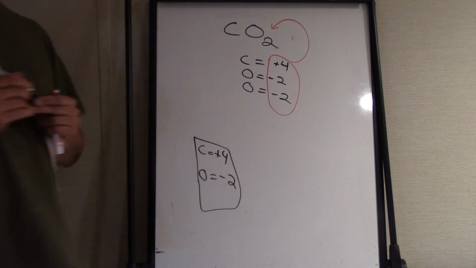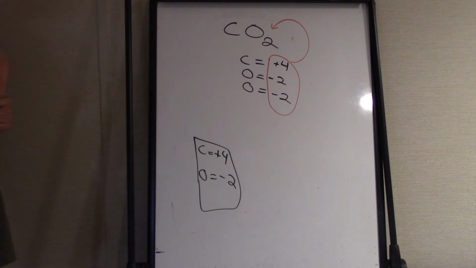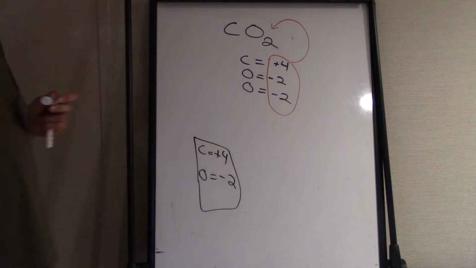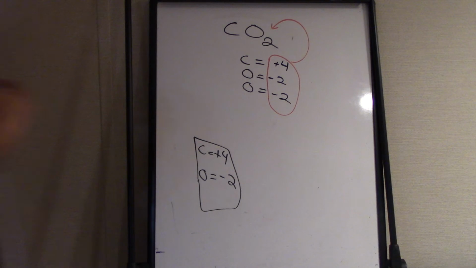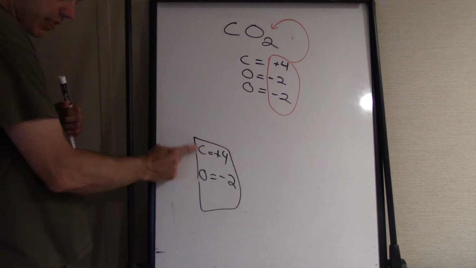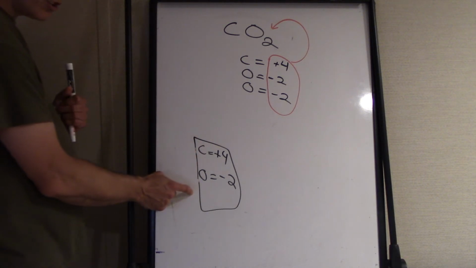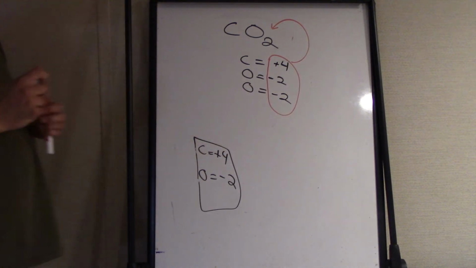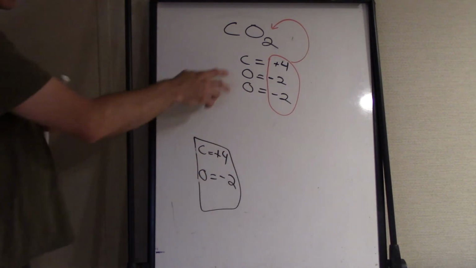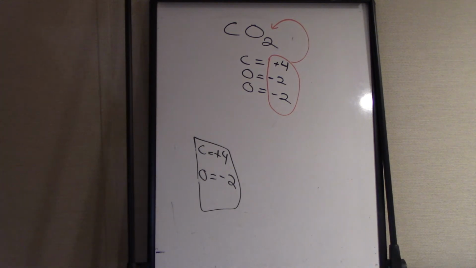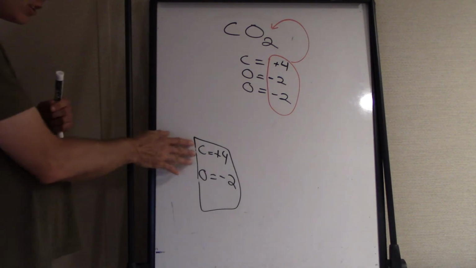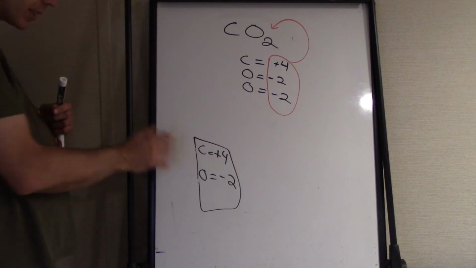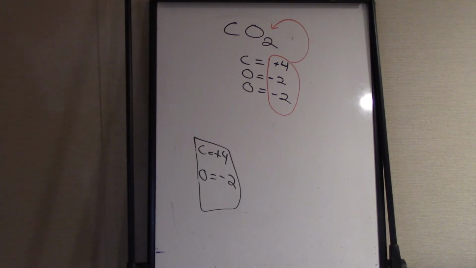The oxidation number of the oxygen will be -2. Now here's what this rule is saying. The rule is not saying that these have to add up to the charge. It says that these have to add up to that overall charge. Because I have 2 oxygens, I have to take that into account. So in carbon dioxide, the oxidation number of the carbon is +4. The oxidation number of the oxygen is -2.